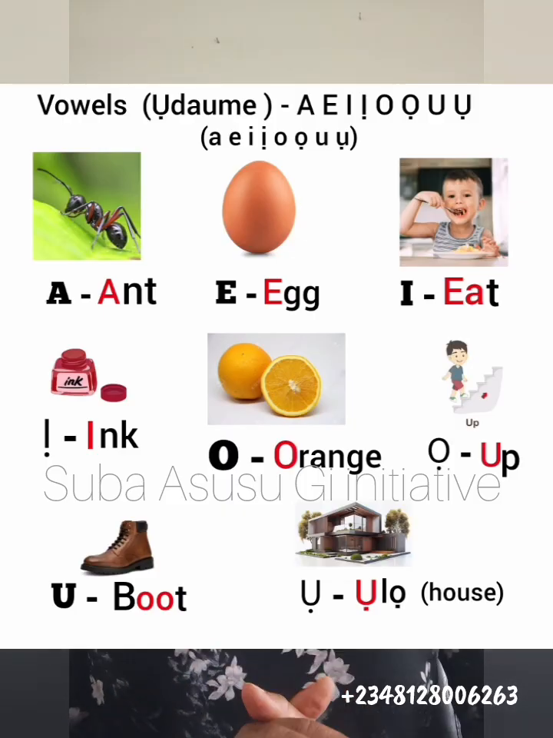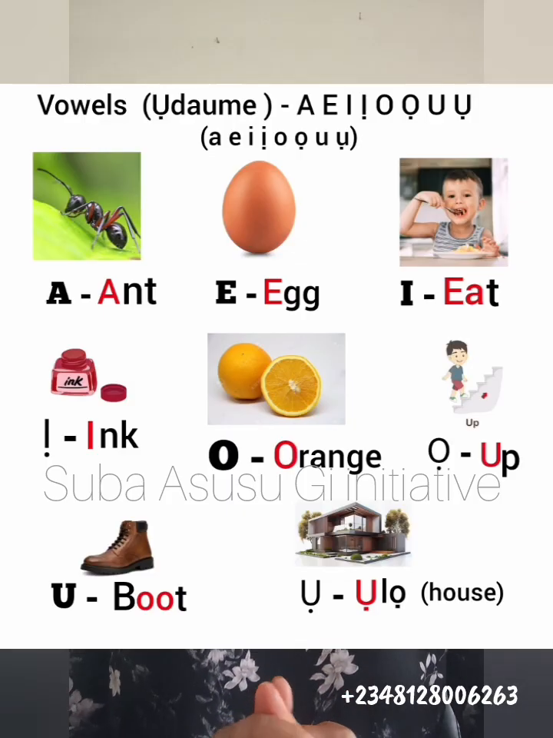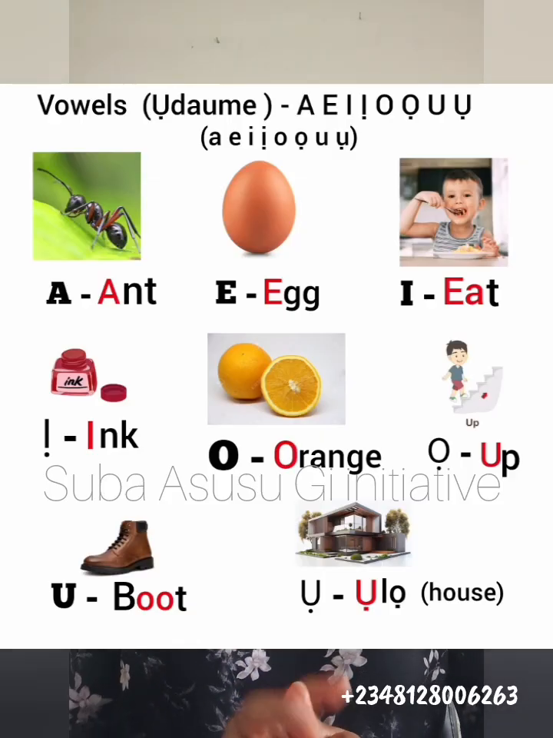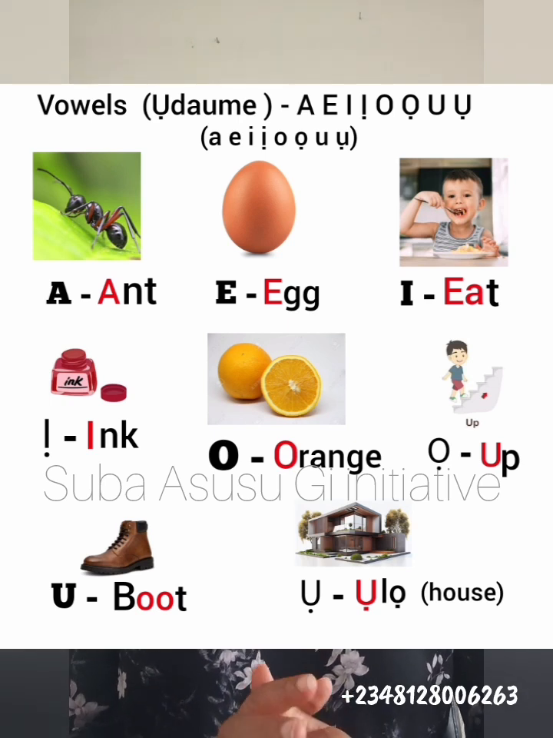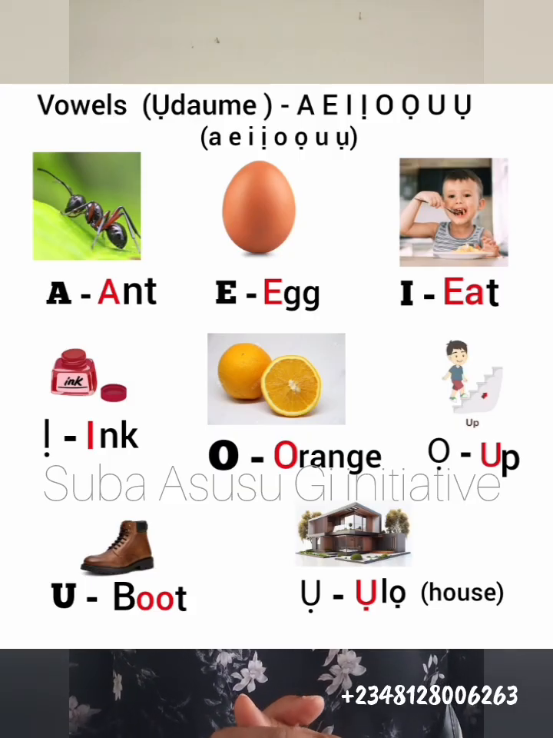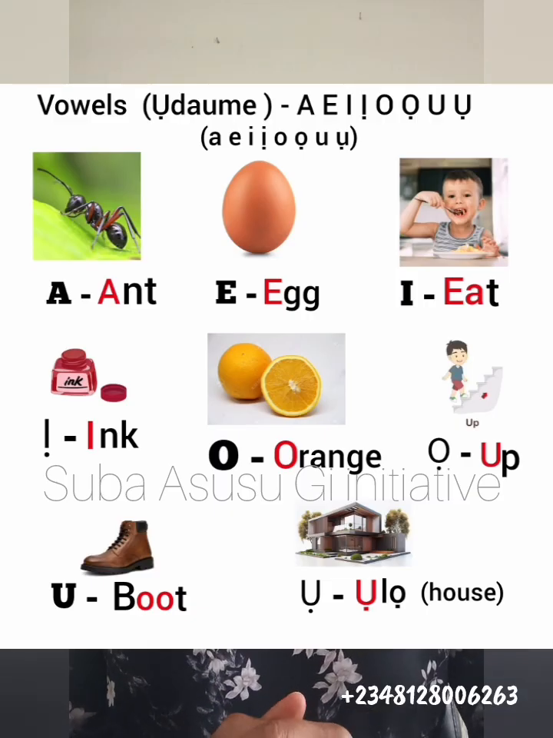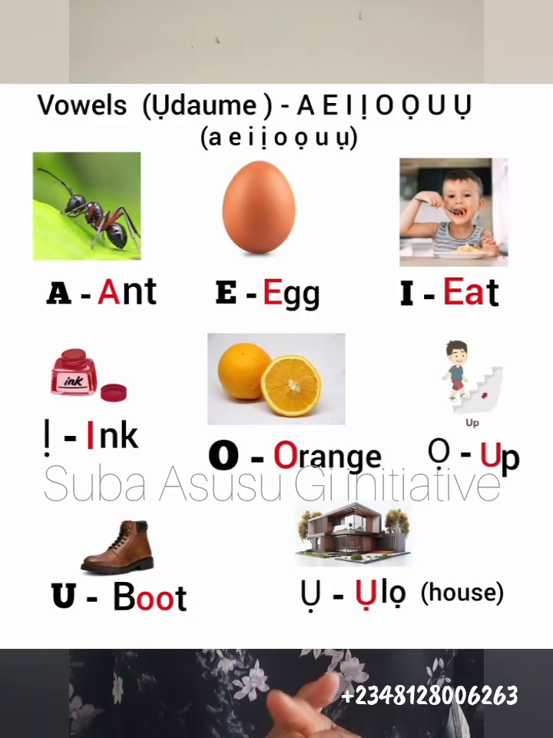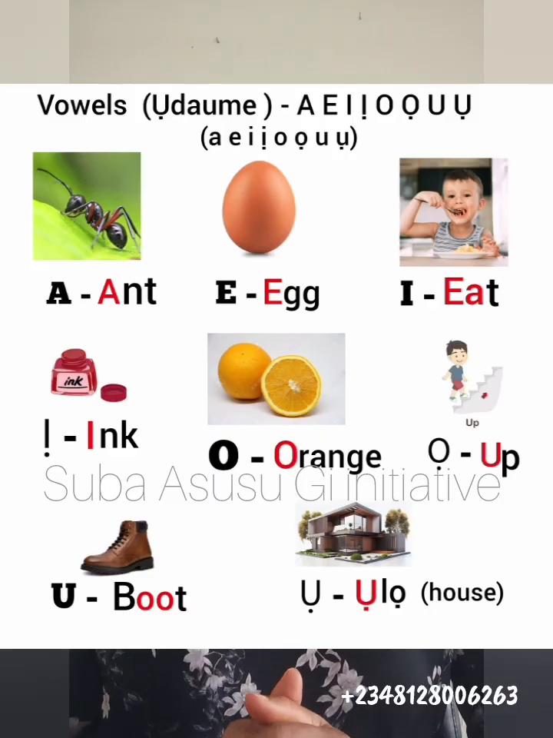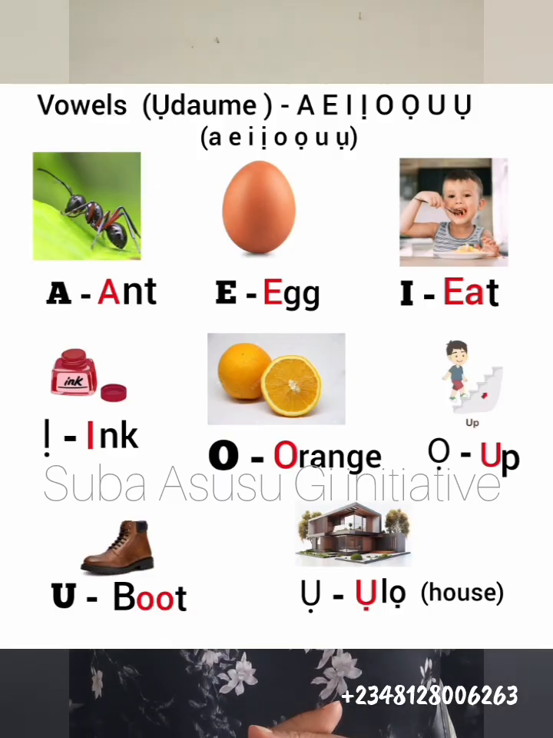For the second one, you're seeing a picture of an egg. Whenever you see a picture of an egg, remember the second Igbo vowel, which is E. That is the second Igbo vowel. For the third one, you can see a boy eating. The word there is eat, but the sound of this particular vowel is the sound of the first two letters in the word eat. So it's highlighted, E. That is the sound of the third Igbo vowel.